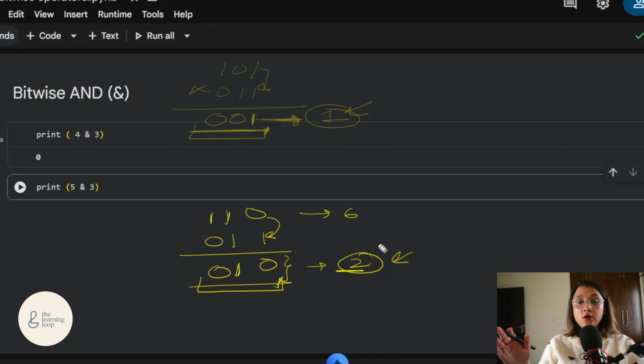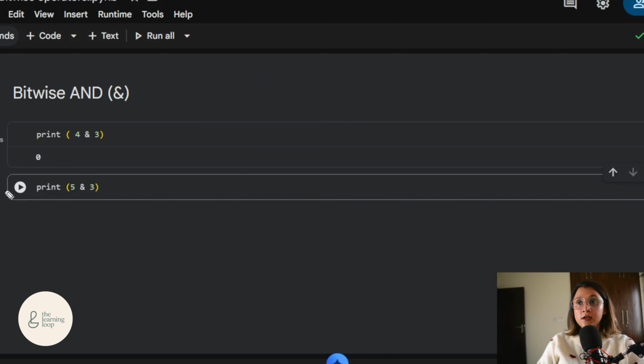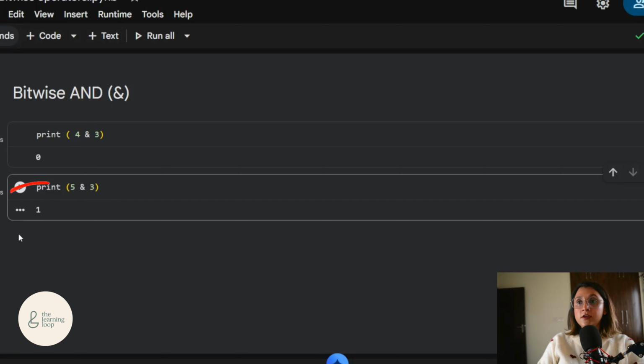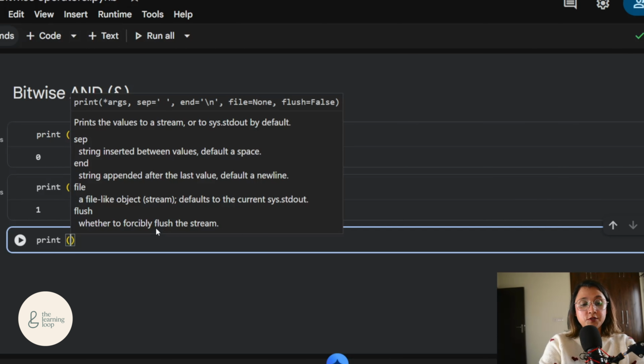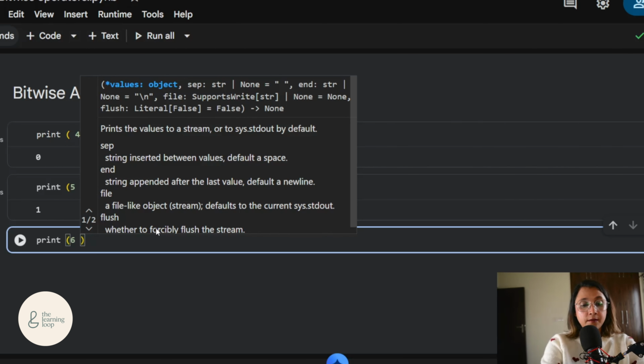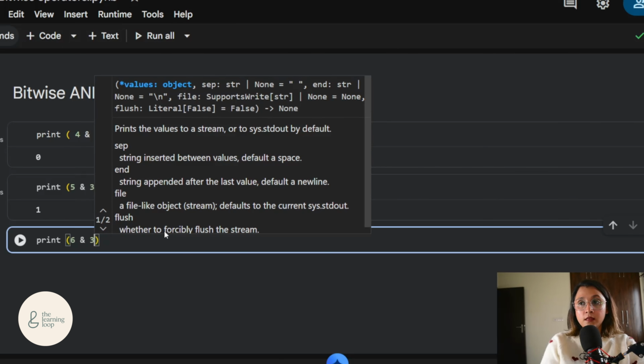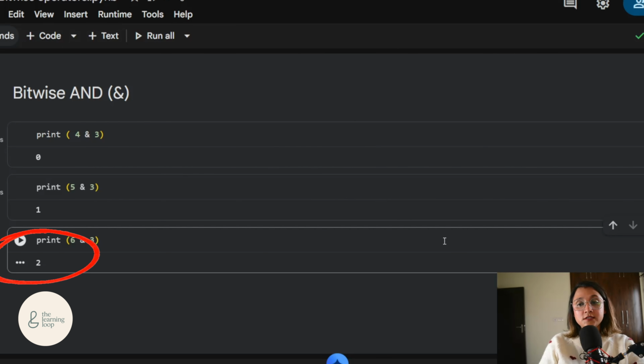So whatever you're doing, everything is happening at the bit level, but the answers are being presented in the decimal format. So I'll give you the example for 6 and 3 as well, so you can check that. Let's first do the print 5 and 3, and you can see the answer is 1. And as we also saw the example for 6 and 3, the answer should be 2. I'll print it and you would see the answer is coming as 2.